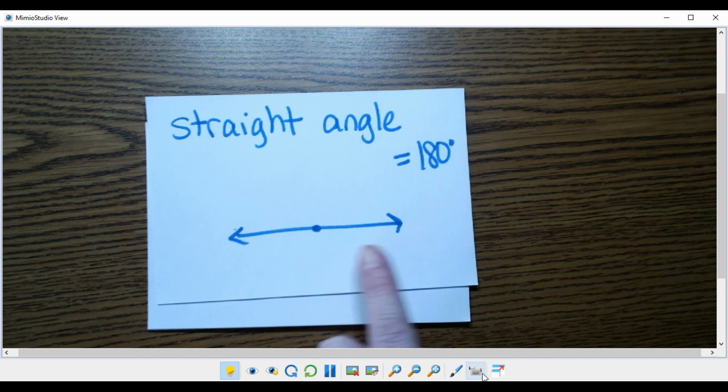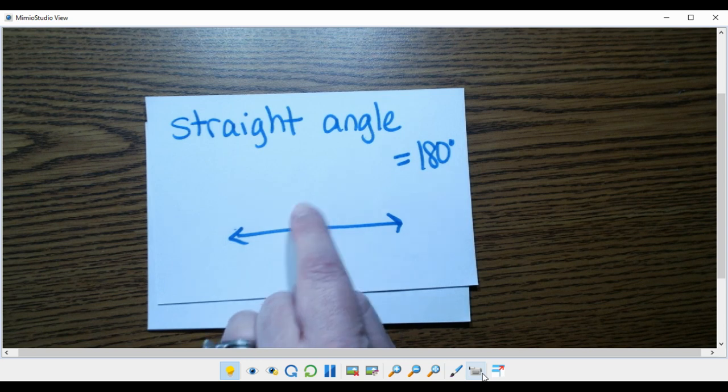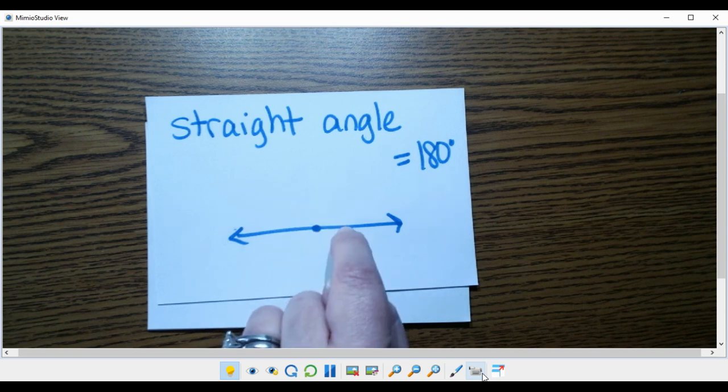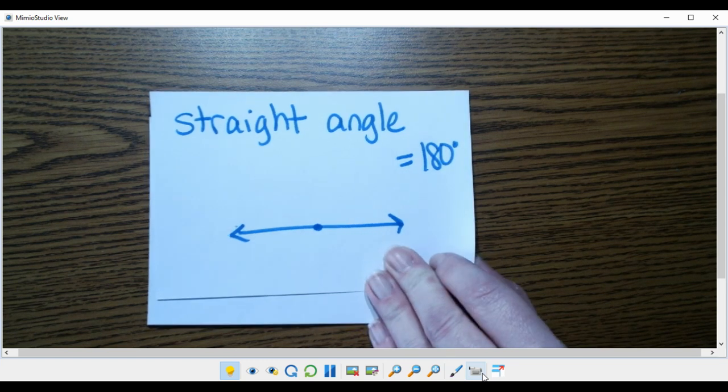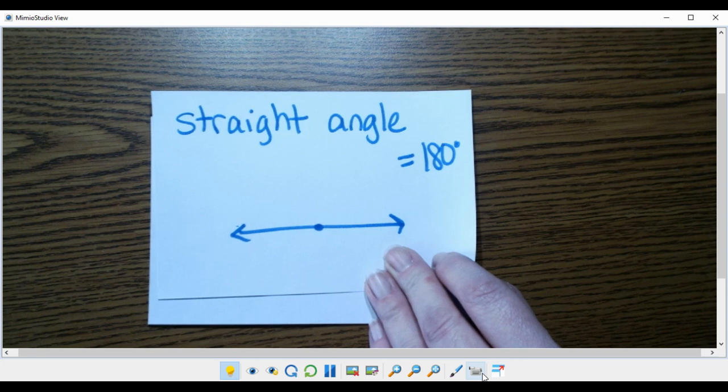Now you have to be careful because this can be confused with a line or a number line. You'll tell by context. Sometimes they'll have an arch over top with degree measurement, or they'll tell you angle and give you information. Okay, it's usually done by context. So that is a straight angle.